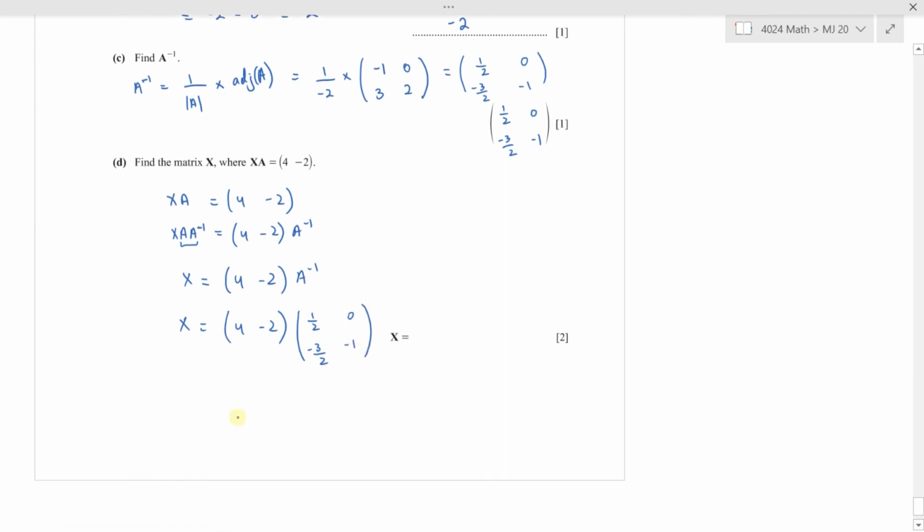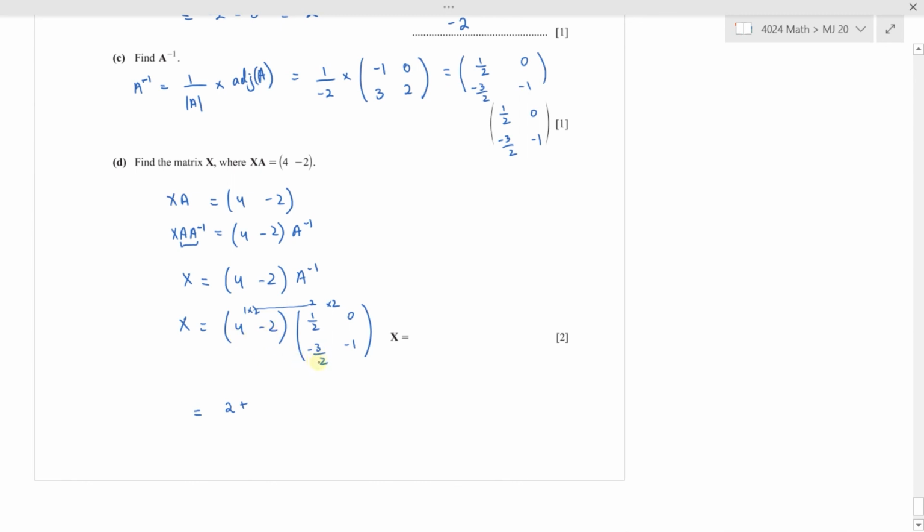So this is a 1 by 2 matrix, 1 row 2 columns, and this is a 2 by 2 matrix. So you cancel the columns of the first with the rows of the second. So your answer should be a 1 by 2 matrix as well. So let's do the multiplications here. So this row multiplied by this column, 4 into 1 by 2 is 2, minus 2, so plus this multiplied by this because you're multiplying this row with this column.